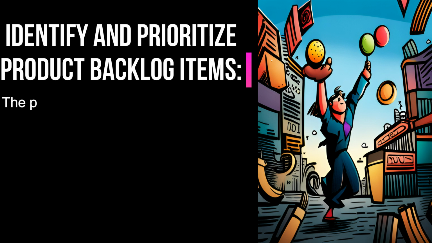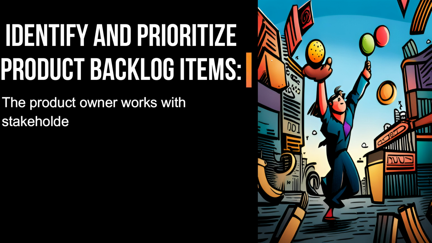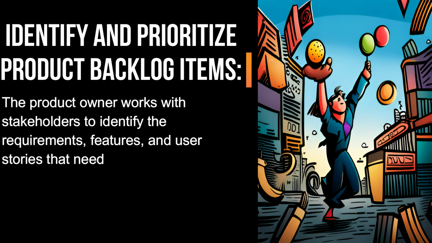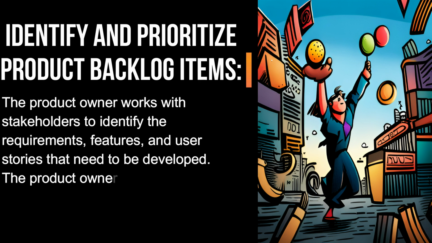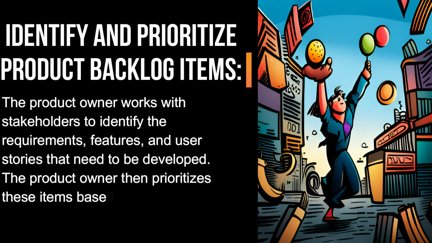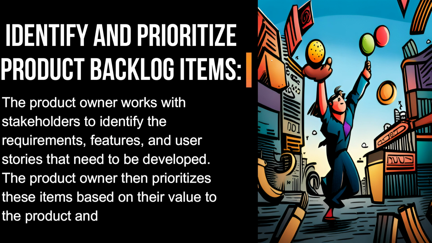Identify and prioritize product backlog items. The product owner works with stakeholders to identify the requirements, features, and user stories that need to be developed. The product owner then prioritizes these items based on their value to the product and the needs of the stakeholders.